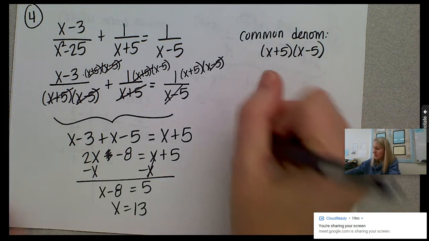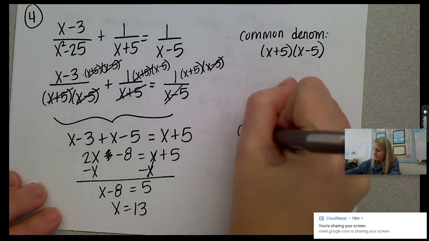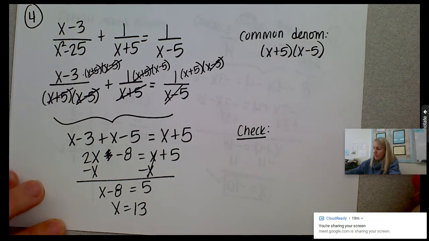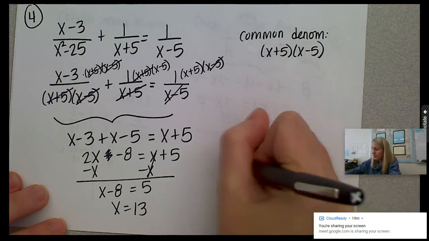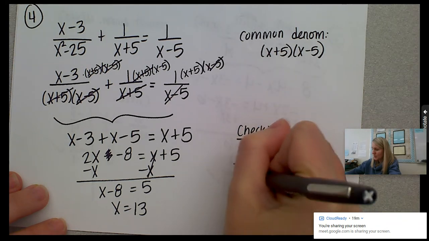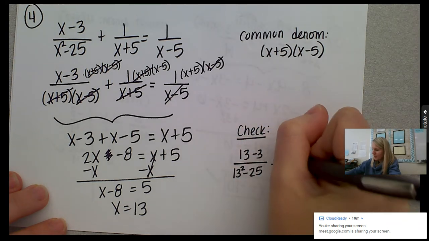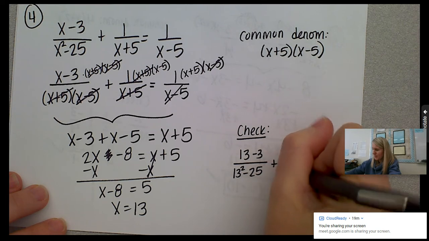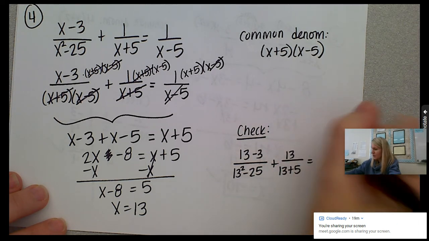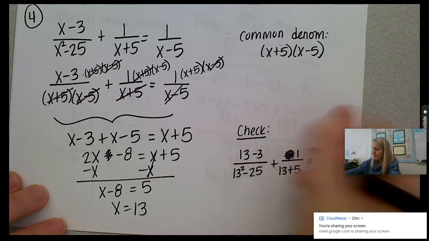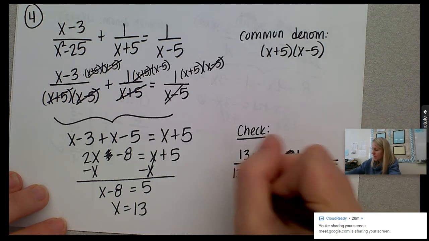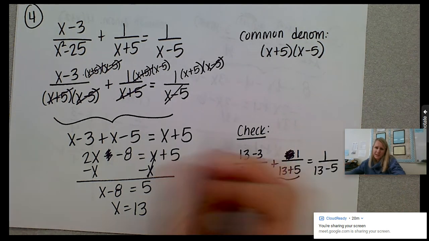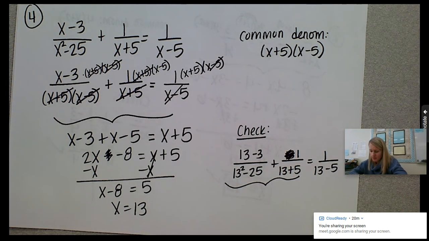I'm not done until I've checked my answer. So what would I have? 13 minus 3 over 13 squared minus 25, plus 1 over 13 plus 5, equals 1 over 13 minus 5. Okay, that's a big mess. I usually just throw this into my calculator. Just be careful when you're doing it with parentheses and such.